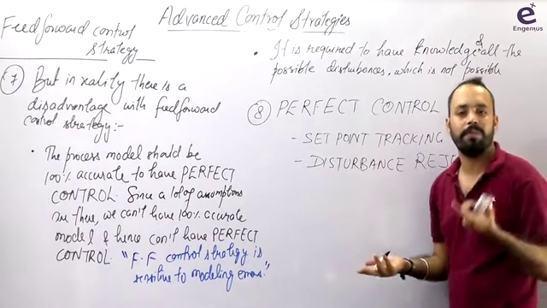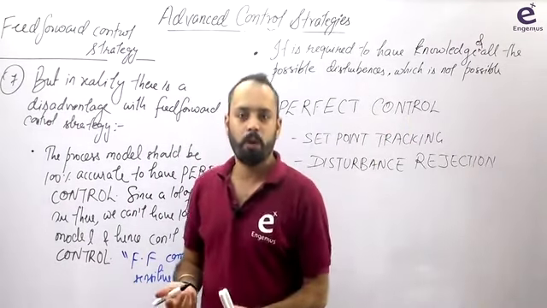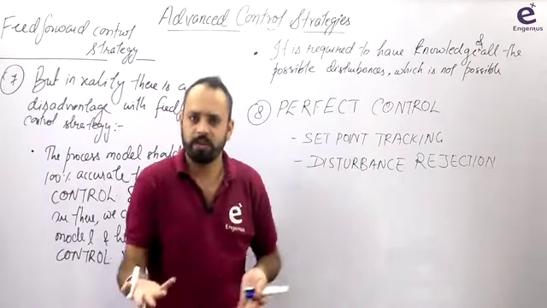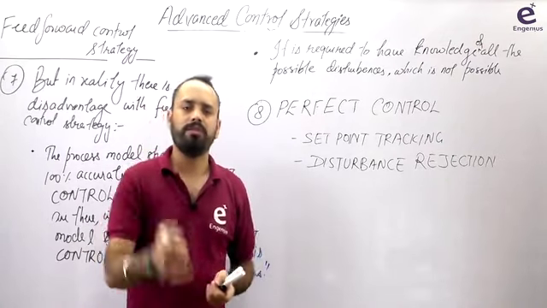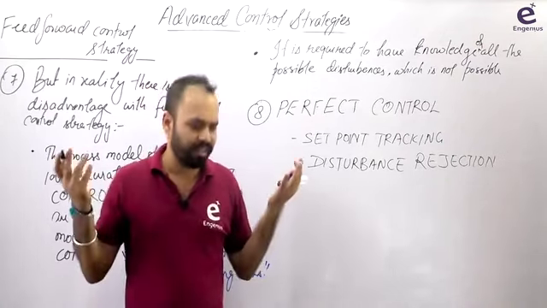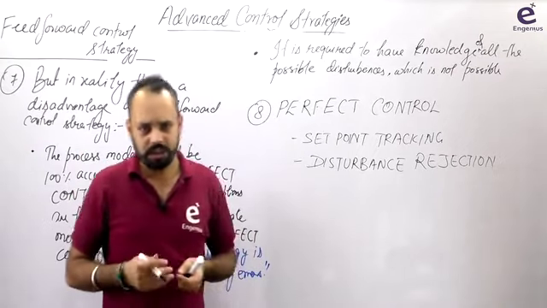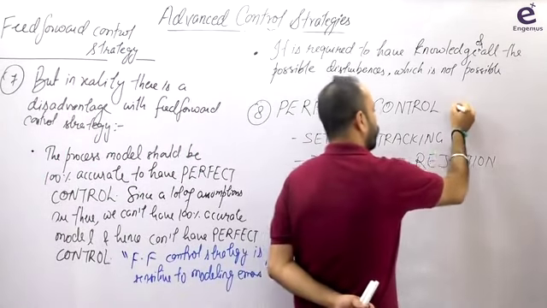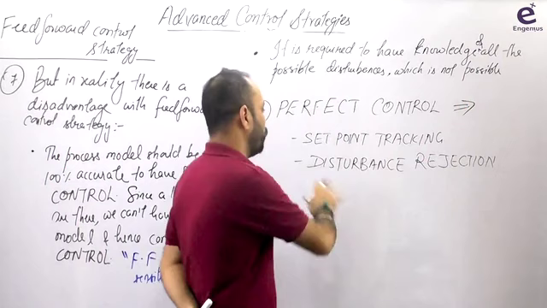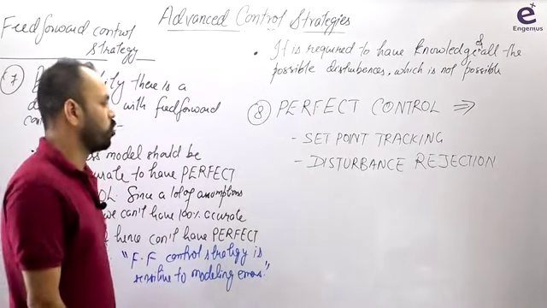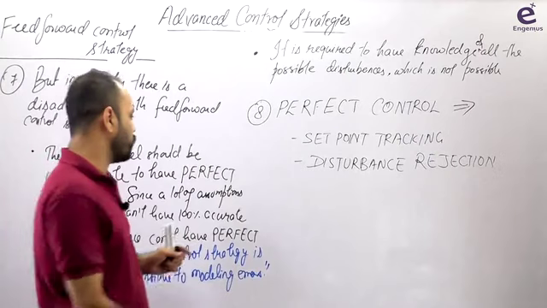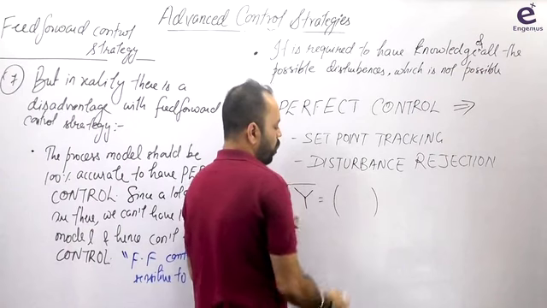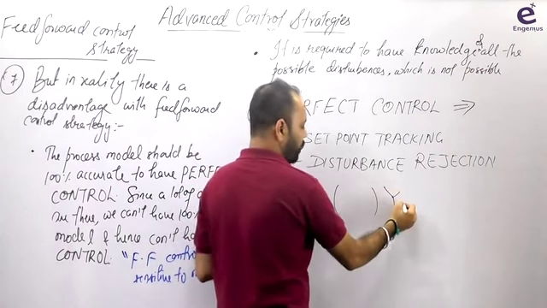This was the objective. What was your objective in feedback? If you change the set point, your process variable should exactly follow the set point. This was my objective. If there is a disturbance, your controller should be able to reject, or you can say correct, whatever effect of disturbance was there. So it's not that this is something new, right? Ultimately, for perfect control, we want that there should be set point tracking, and we want that there should be disturbance rejection. Right. So suppose your control variable y bar is some function of Y_SP.